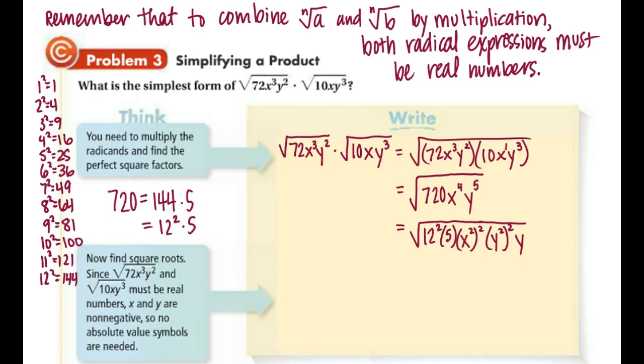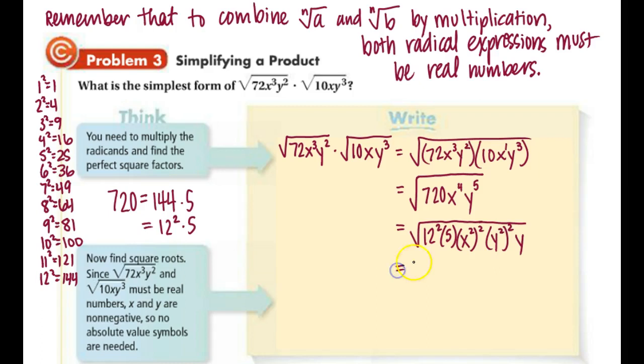So now I'm going to rewrite the radical expression as the product of perfect square factors and the leftover factors. So I'm going to write this as 12 squared times 5 times x squared to the second times y squared to the second times y. So you can see I have 12 squared, I have x squared, and I have y squared. Those are all perfect square factors.